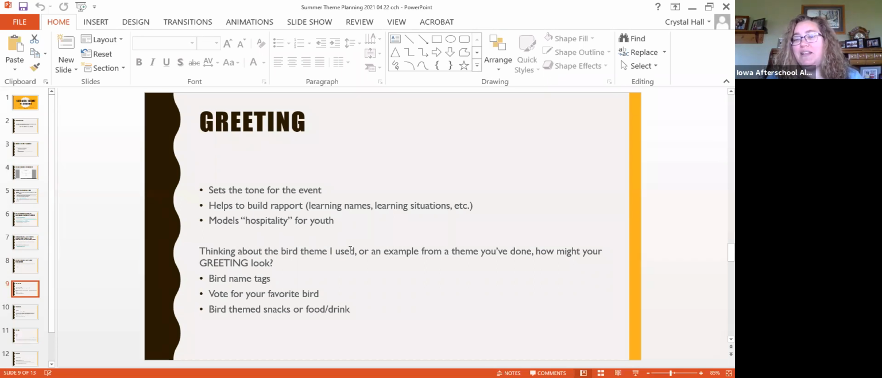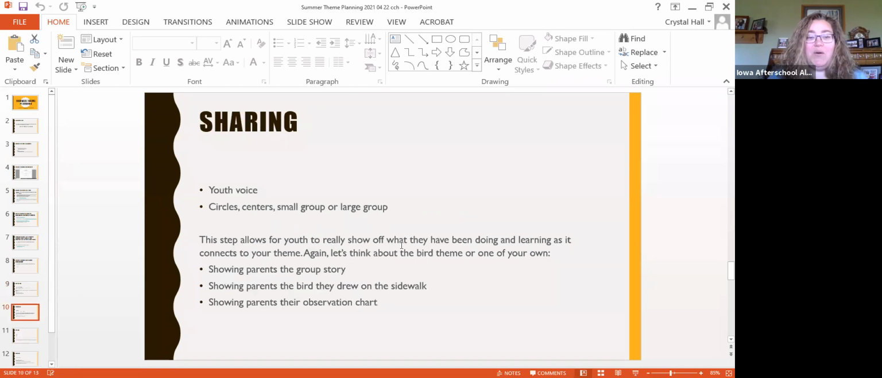course. That allows the youth to think about, hey, cardinals eat sunflower seeds or something of that nature. When I think about the sharing component, this is where your focus is really going to be on that youth voice. So this includes things like centers or circles. It can be done in small groups or large groups, and it gives the youth an opportunity to show off to their parents and demonstrate what it is they're learning.